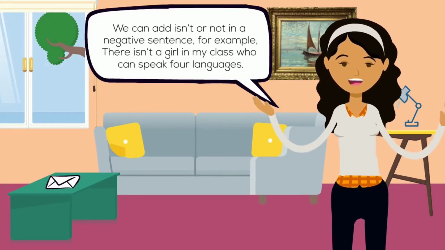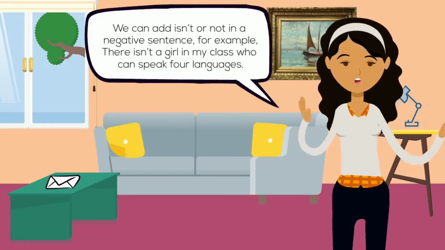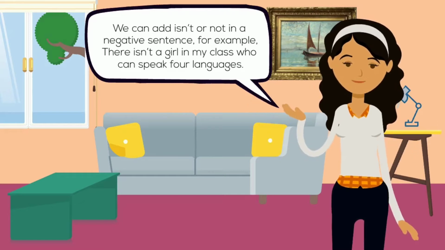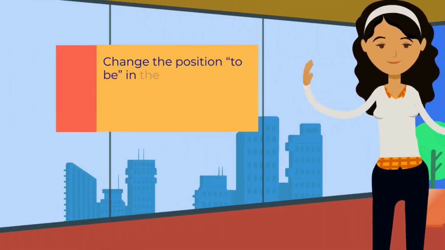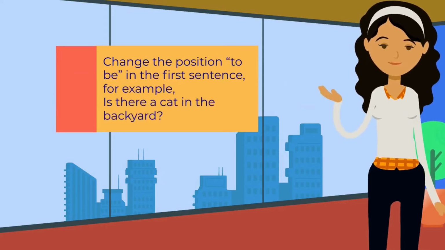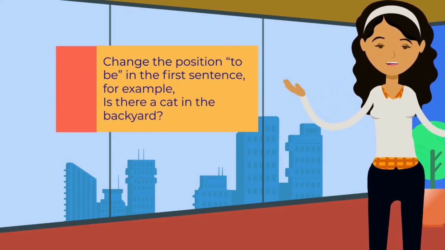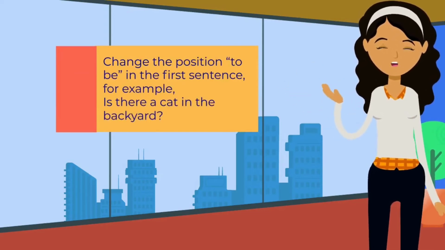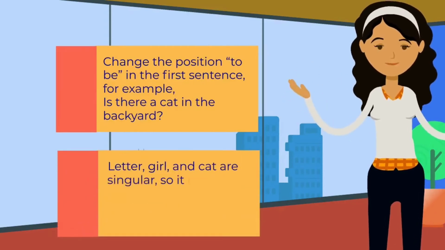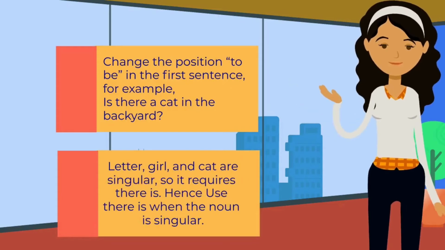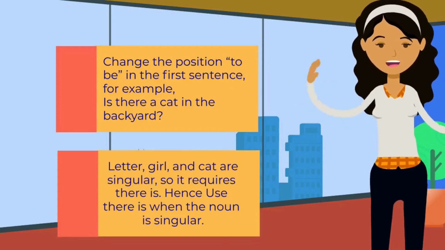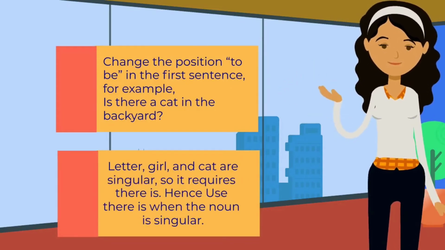In another form, we can add isn't or not in a negative sentence. For example, there isn't a girl in my class who can speak 4 languages. To ask a question, we can change the position of to be in the first sentence. For example, is there a cat in the backyard? In the previous sentences, letter, girl, and cat are singular, so it requires there is. Hence, use there is when the noun is singular.